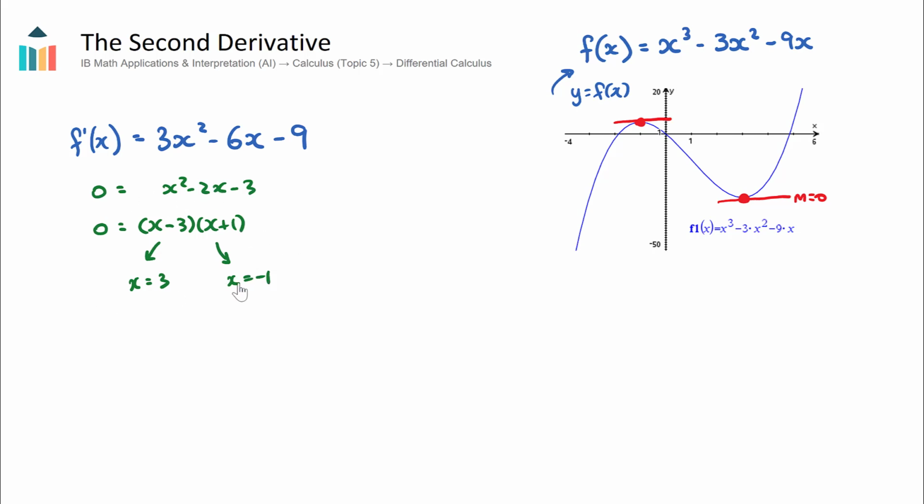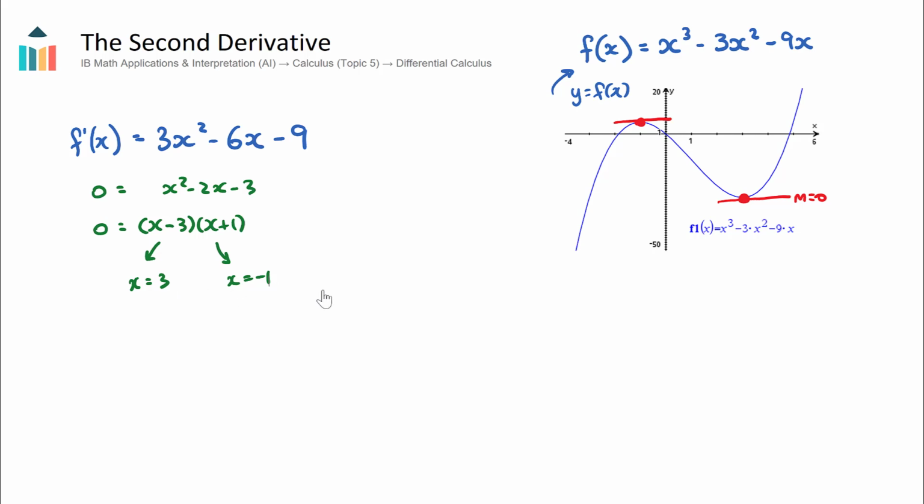But what our answers here show is that we had the slope, the gradient, equaling 0 at these 2 points. And these, as we can see, correspond to points on our graph. When x equaled negative 1, we have a turning point. And when x equals 3, here, we have a turning point.